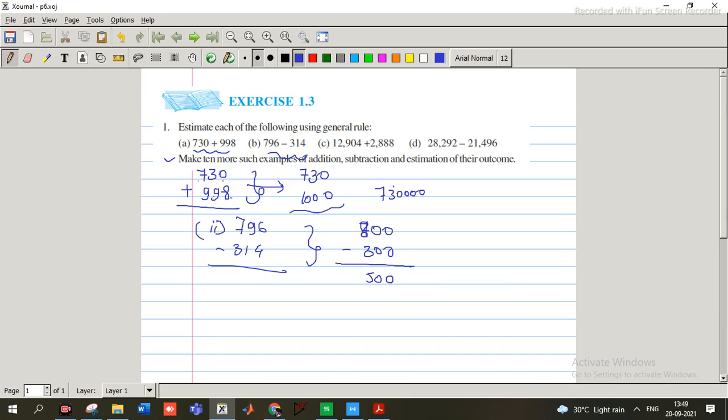Okay, for this third one, as the number is actually very big, let's try to approximate it differently. Let's say I approximate it by thousands, so 12904 will be approximated as 13,000 and this 2888 will be approximated as 3000. So in this way you can do it.